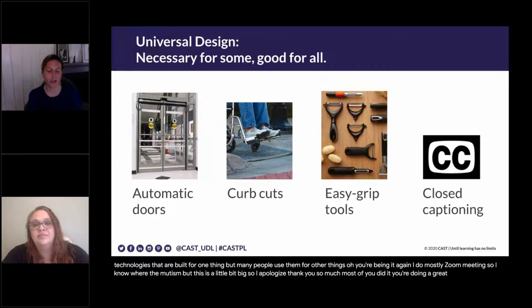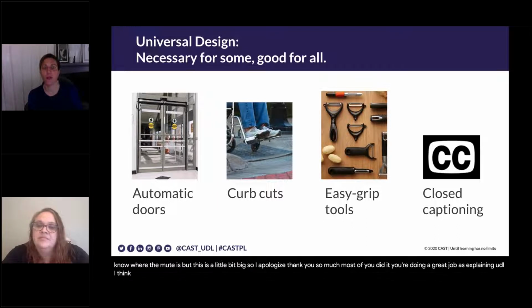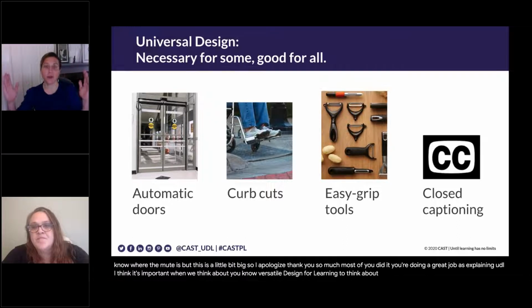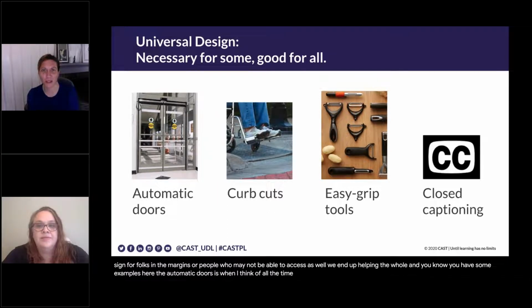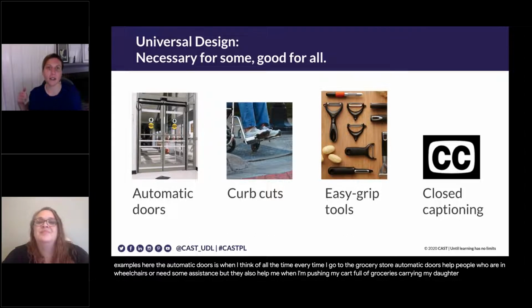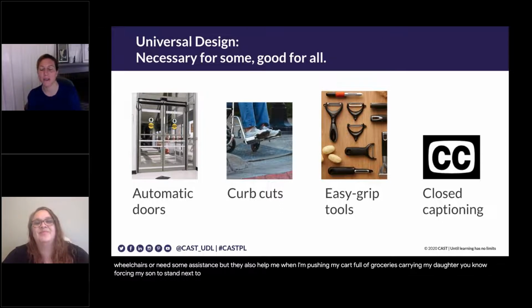You're doing a great job, as always, explaining UDL. I think it's important when we think about universal design for learning to think about the truth of how when we design for folks in the margins, or people who may not be able to access as well, we end up helping the whole. And you have some examples here. The automatic doors is one I think of all the time. Every time I go to the grocery store, automatic doors help people who are in wheelchairs or need some assistance, but they also help me when I'm pushing my cart full of groceries, carrying my daughter, forcing my son to stand next to me when he doesn't want to.